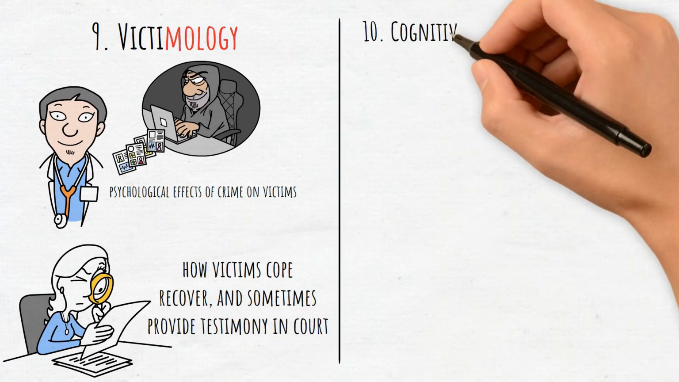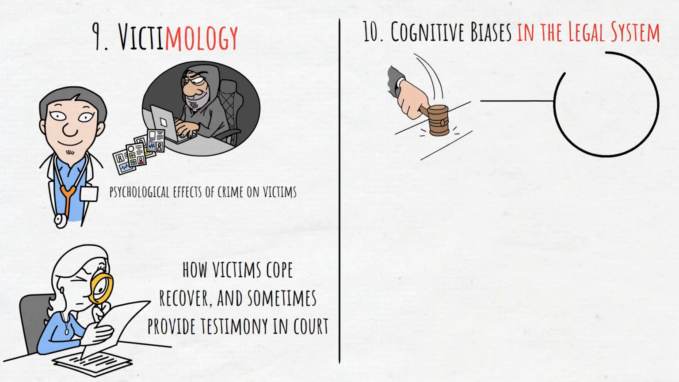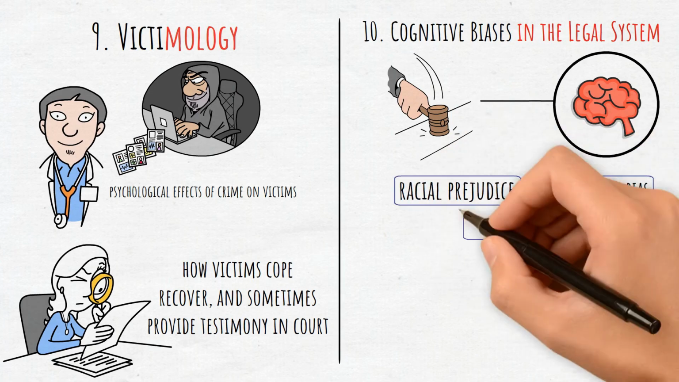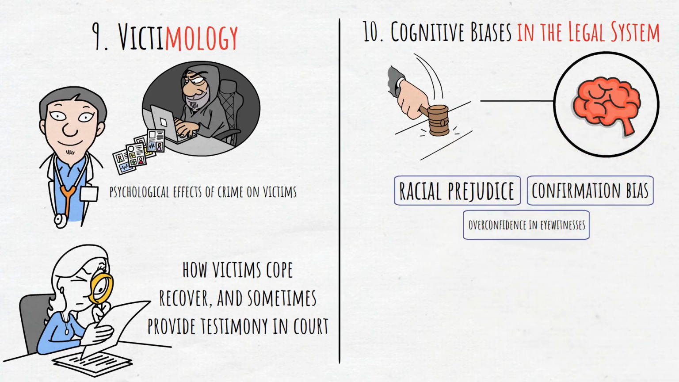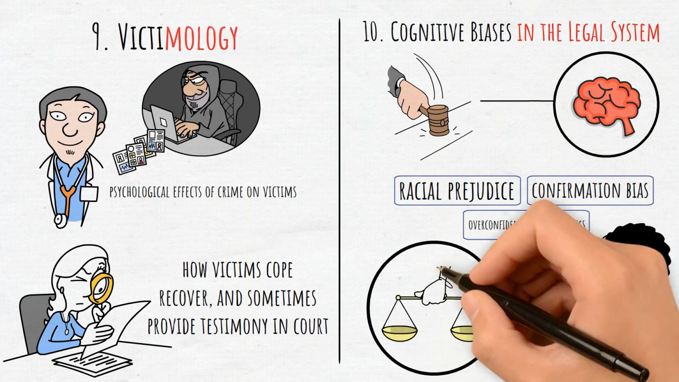10. Cognitive biases in the legal system. Legal decisions can be influenced by cognitive biases like racial prejudice, confirmation bias, or overconfidence in eyewitnesses. Forensic psychologists study these biases to promote fairer outcomes.